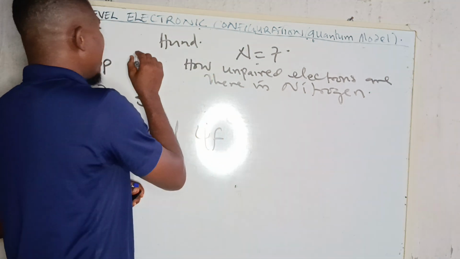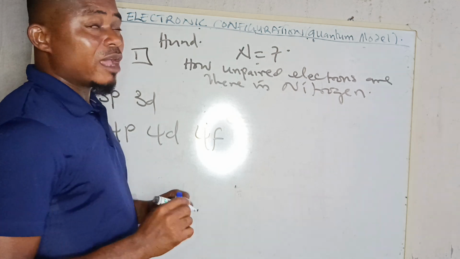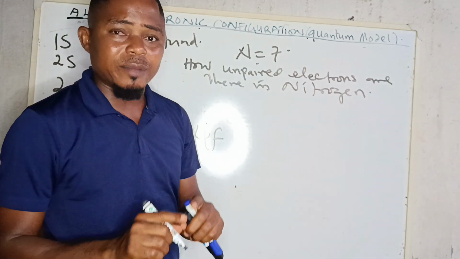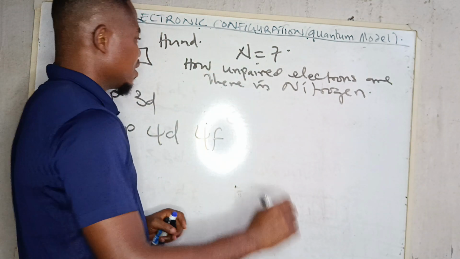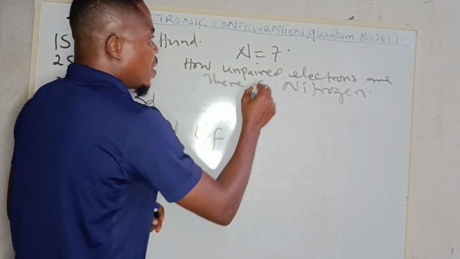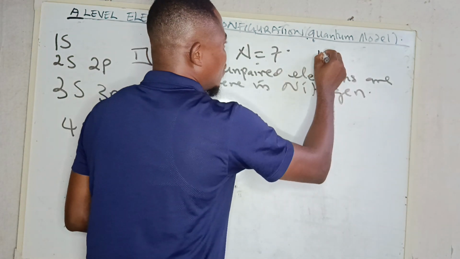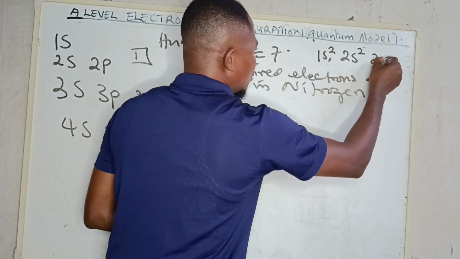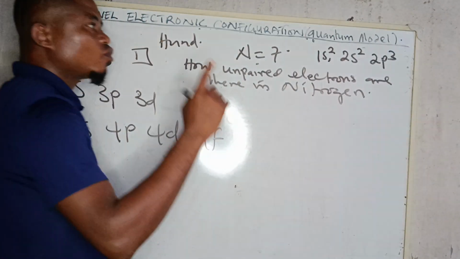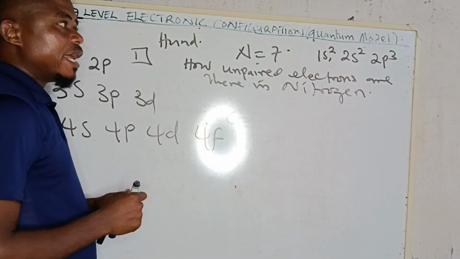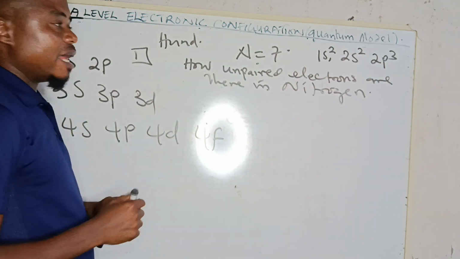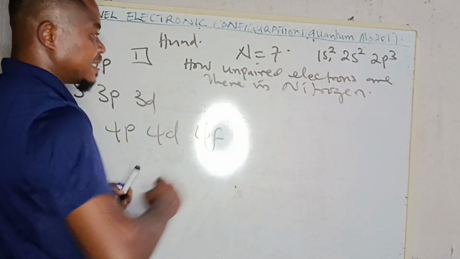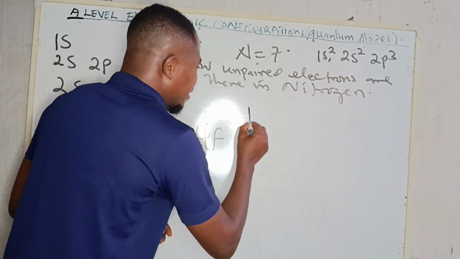Now, remember we say an orbital is represented by a box, which represents a region of space where the probability of finding an electron is highest. So now, for nitrogen, I'm going to have 1s2, 2s2, 2p3. Now, for you to know the number of unpaired electrons, you have to represent them like this. We're going to represent them with a box.